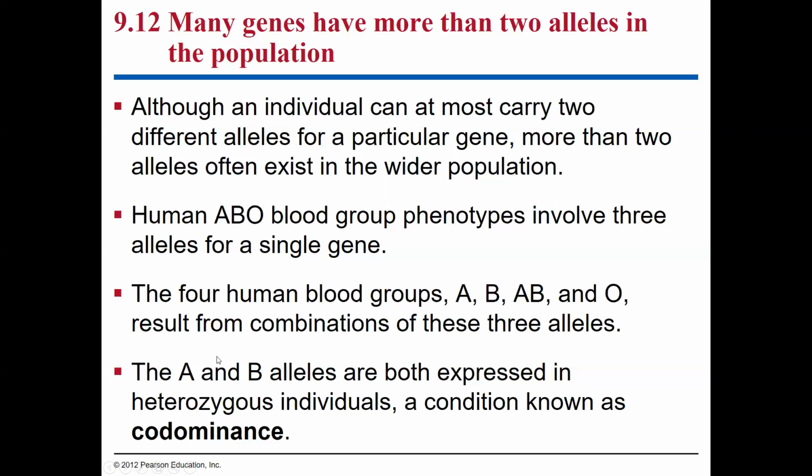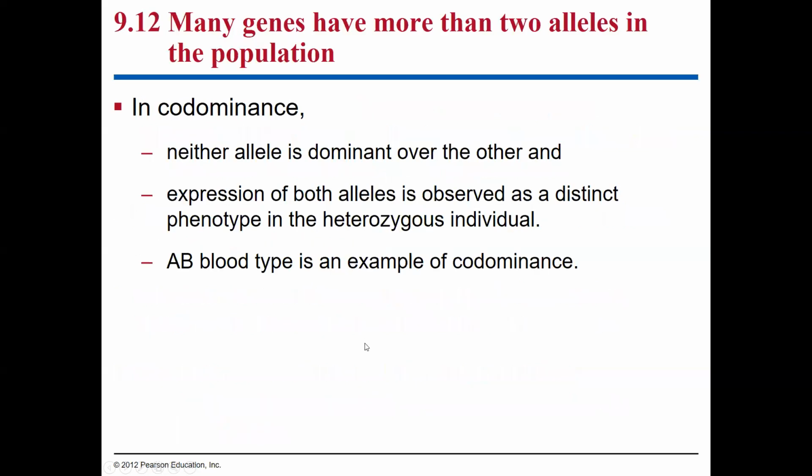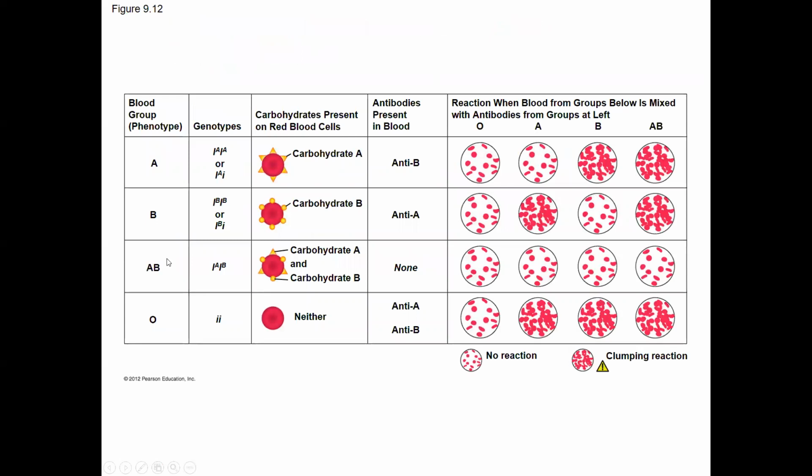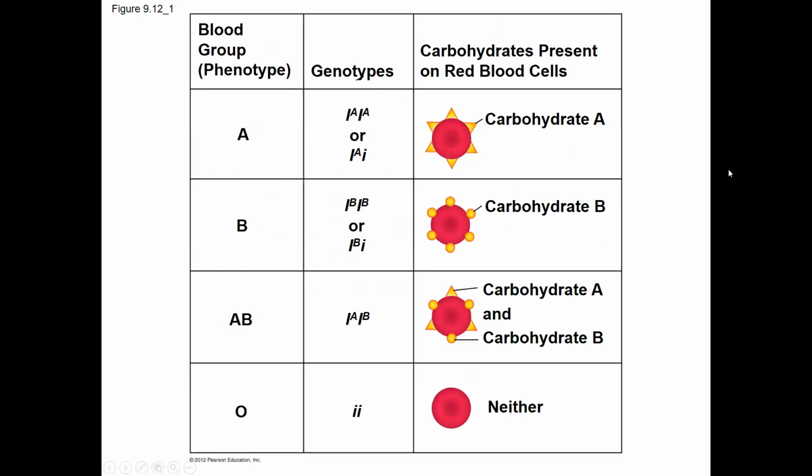And so A-type and B-type alleles are both expressed in heterozygous individuals, which is a condition known as codominance. So in codominance, neither allele is dominant over the other, remember? And so you have an expression of both alleles that are observed in the phenotype of the heterozygous individual. So AB blood is also an example of a codominance type. This is an overall summary of the 4 different types of blood. So let's focus on these individually.